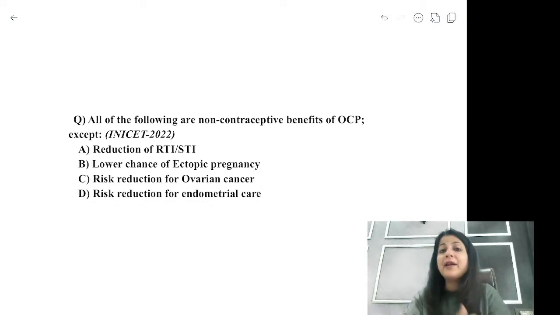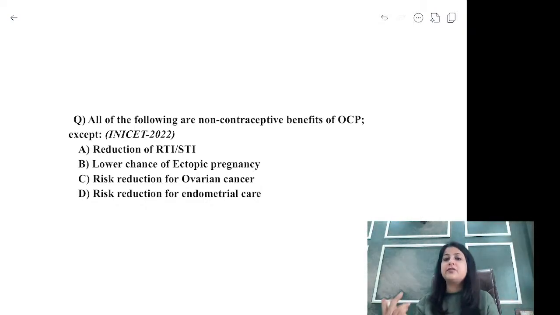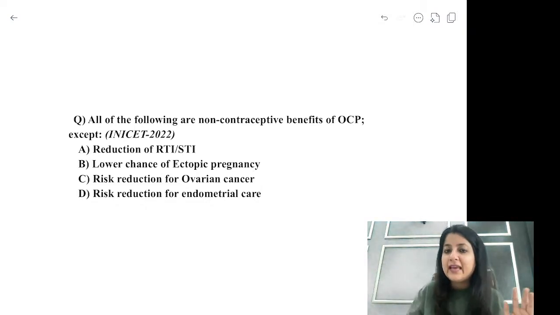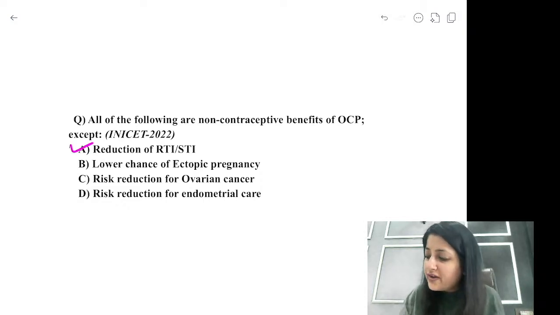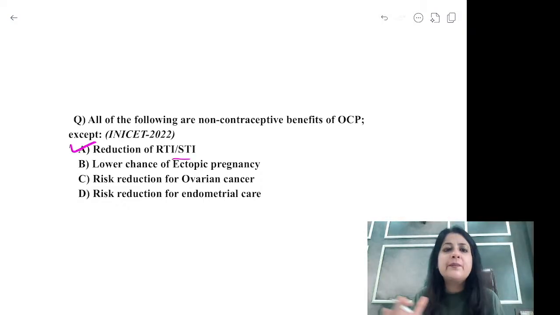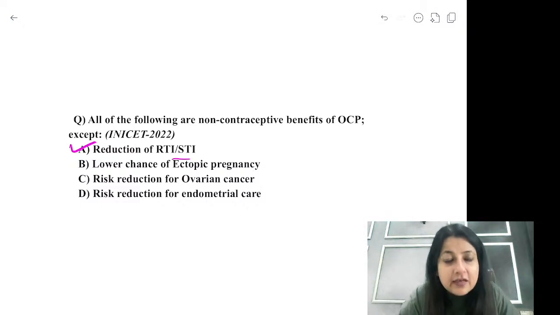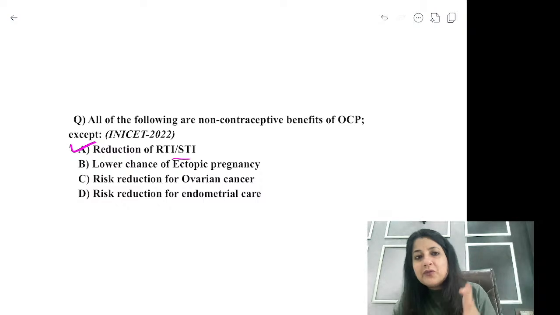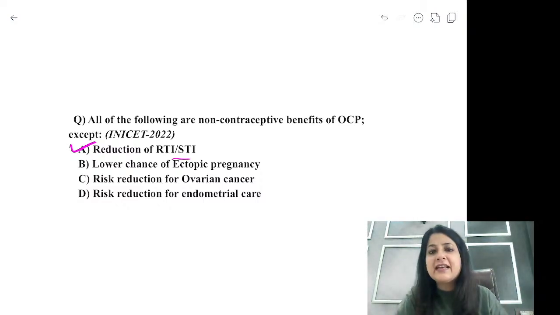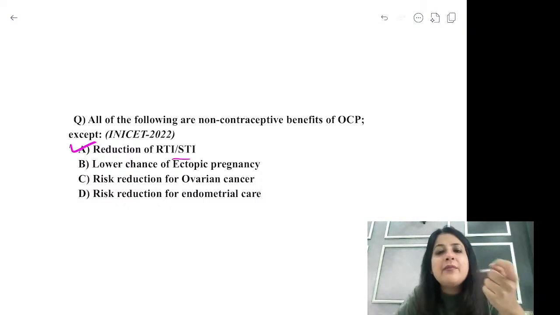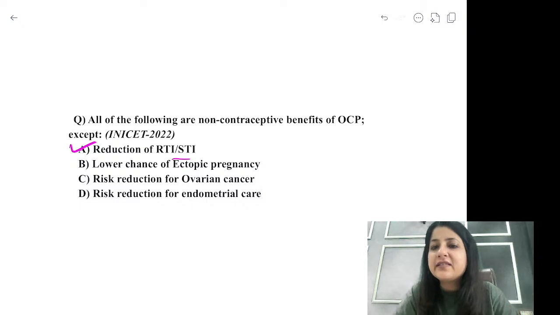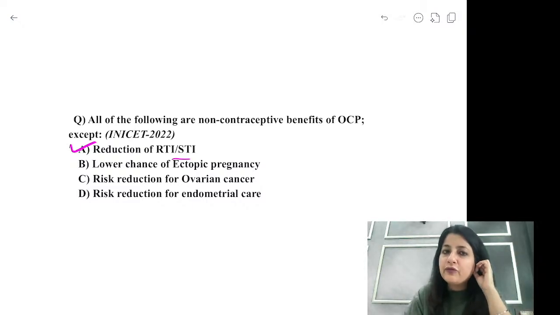Okay, what is it? Very good. All are non-contraceptive benefits of OCP except. Very good. Obviously OCP does not protect from RTI and STI. Now look, this came in INI-CT, it's not very difficult. Whatever we are preparing now, the same things come in PG INI-CT. It's just that we have to grab a few extra, advanced concepts for INI-CT. But the basics still come.